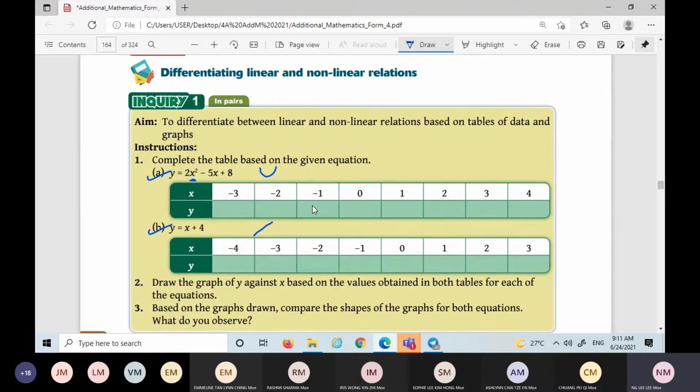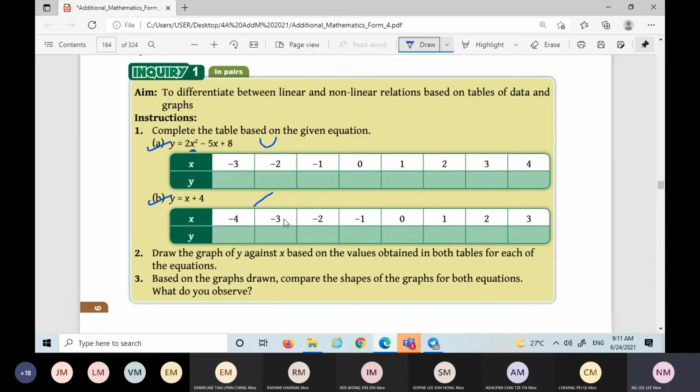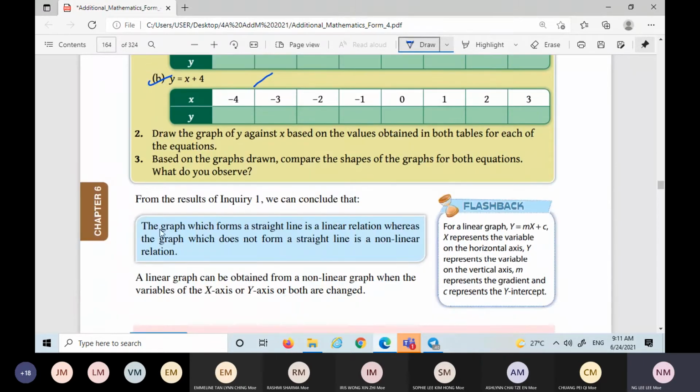This is a straight line, so this one we don't do this activity. You just know that this is quadratic, so this is not linear. This is a straight line, so this is linear. That's all. They want you to differentiate what is linear and non-linear. This is very simple, so I don't want to do much on this. The graph which forms a straight line is linear. This one I think you know. Even if you don't want to make notes, it's okay for me. A graph that does not form a straight line is non-linear. So it's very simple.